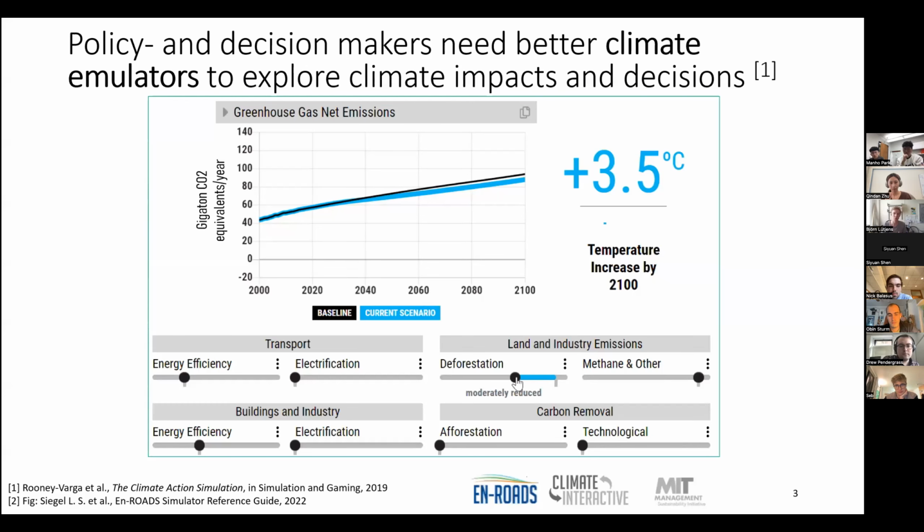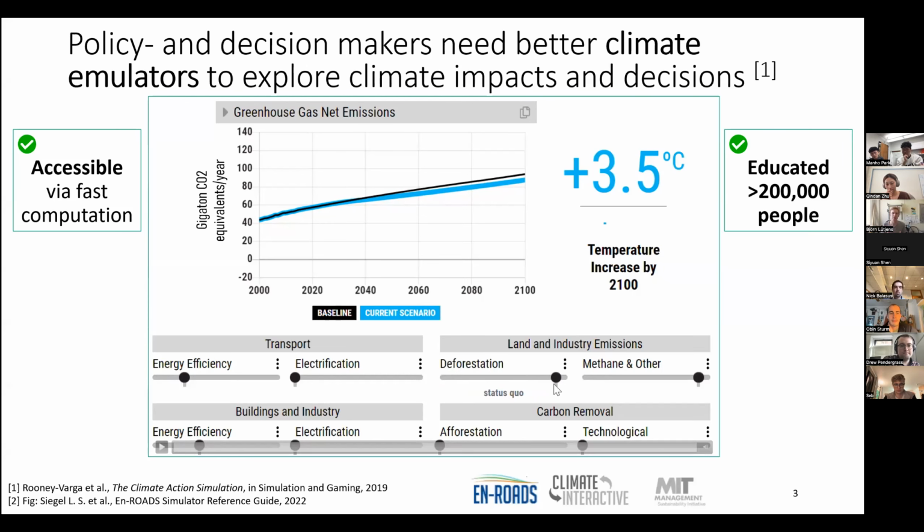As a solution, people have been developing emulators. Emulators are very fast approximations, fast surrogates or reduced order models that approximate the underlying dynamics. Here you can see an emulator developed by collaborators called En-ROADS, and it lets us quickly explore climate policies, such as what is the impact of reducing deforestation about 100 years down the line on global temperature increase. These models are really nice because they run so fast, which makes them very accessible. And this model has been used by over 200,000 people around the world, primarily as an education exercise.